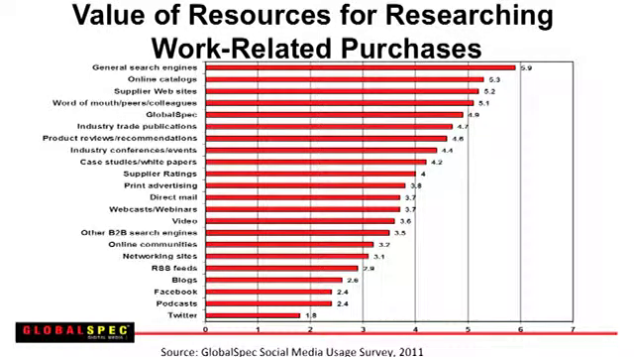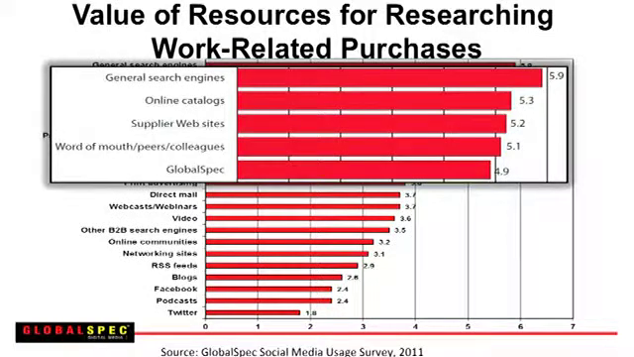We recently surveyed an audience of engineering, technical, industrial, manufacturing, and scientific professionals, asking them the following question. When researching a potential work-related purchase, how valuable do you find each of the following resources? And the scale here is from 1 to 7, with 7 being the most valuable. So let's highlight the top 5 results. As you can see here, traditional media sources are not as valuable as online resources. 4 of the top 5 most valuable resources are online.